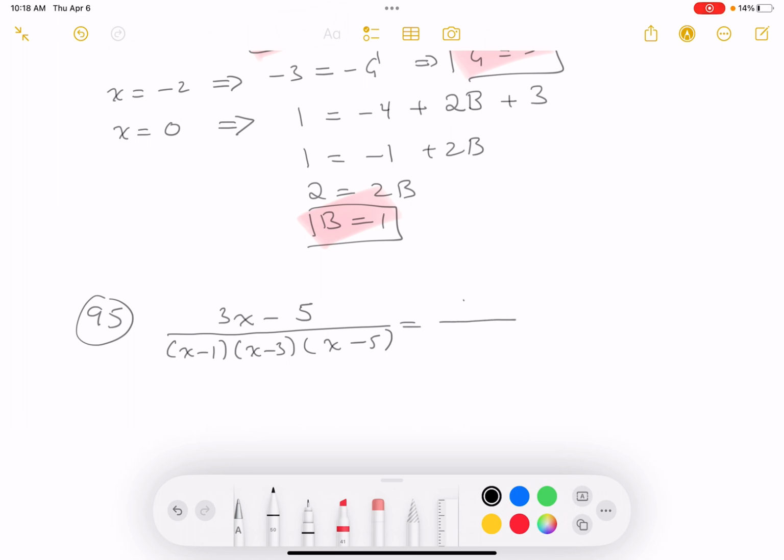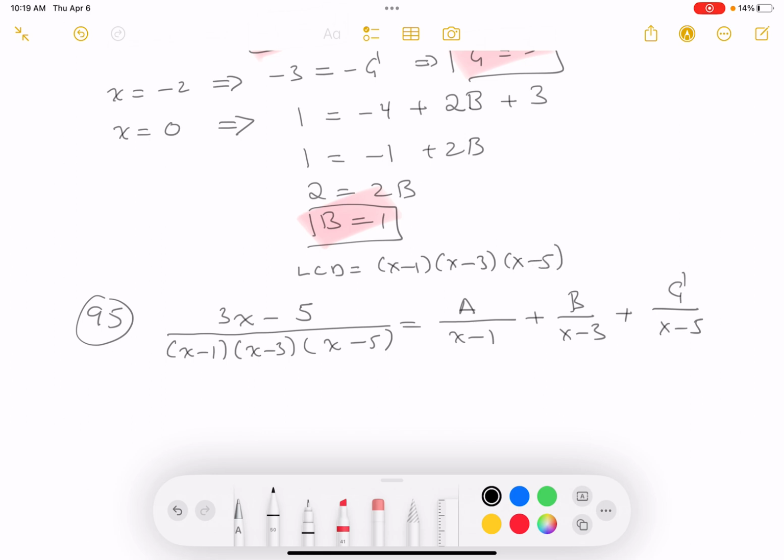But they say this is equal to 3 separate fractions. It makes sense because I see 3 linear factors, by the way. Plus b, no repetition either. And then c over x minus 5. I multiply both sides by the LCD. I'll write that down for you. The LCD is x minus 1, x minus 3, x minus 5.